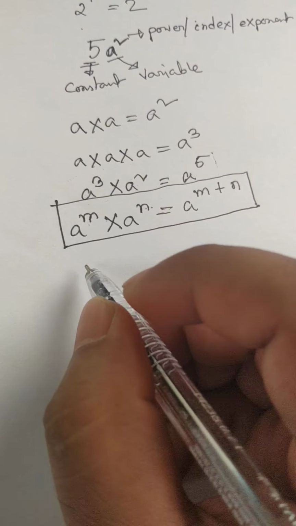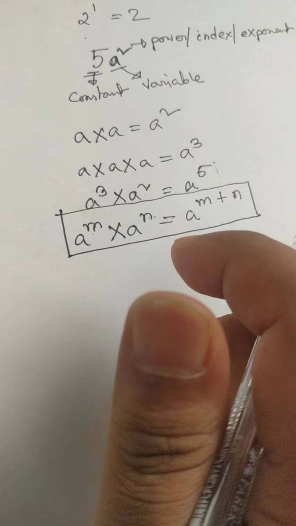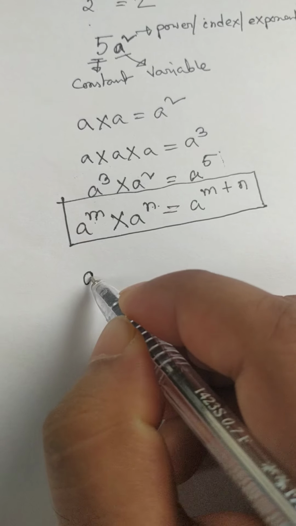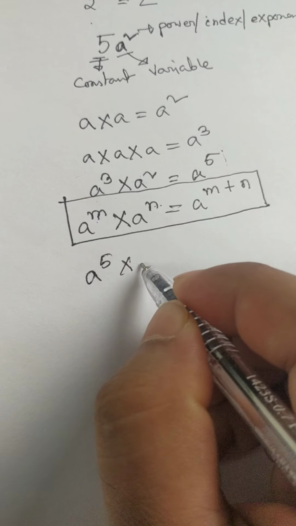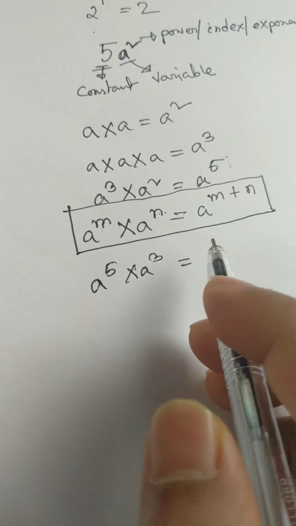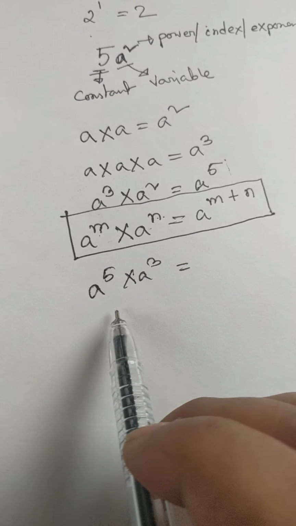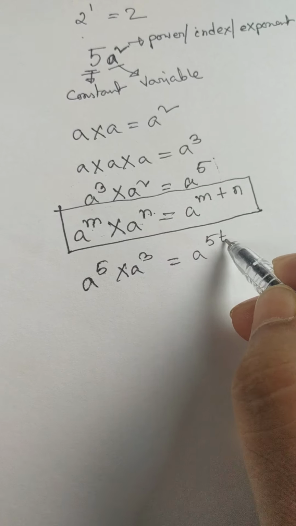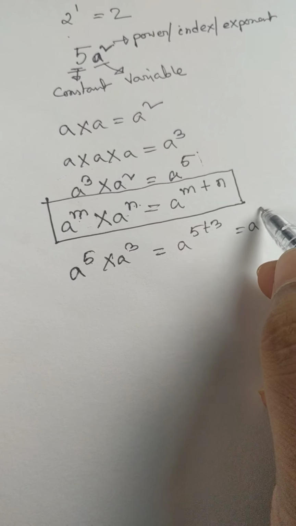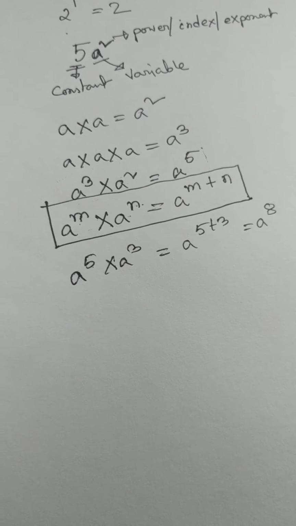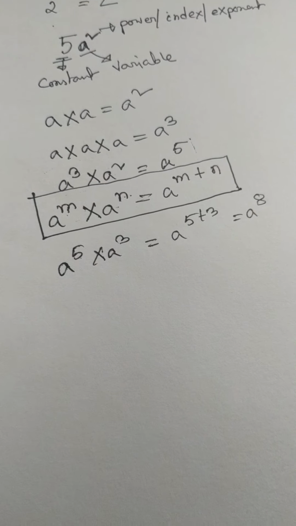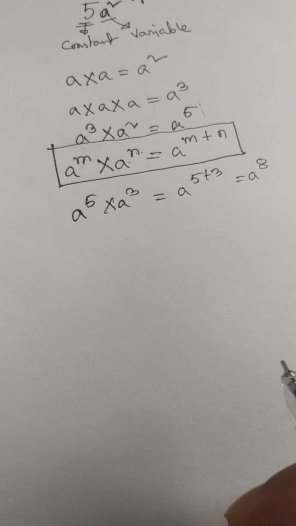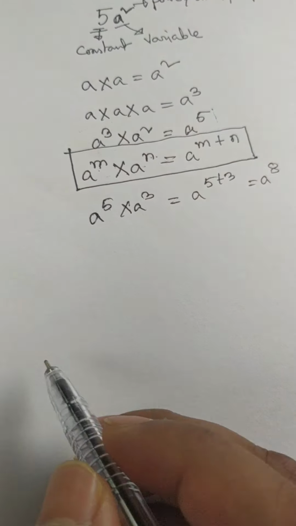Let's use this formula in an example. Let's say a to the power 5 into a to the power 3. According to this formula, we will just add the powers. So we can write a to the power 5 plus 3, that is a to the power 8. Okay. Now moving on to our next formula.